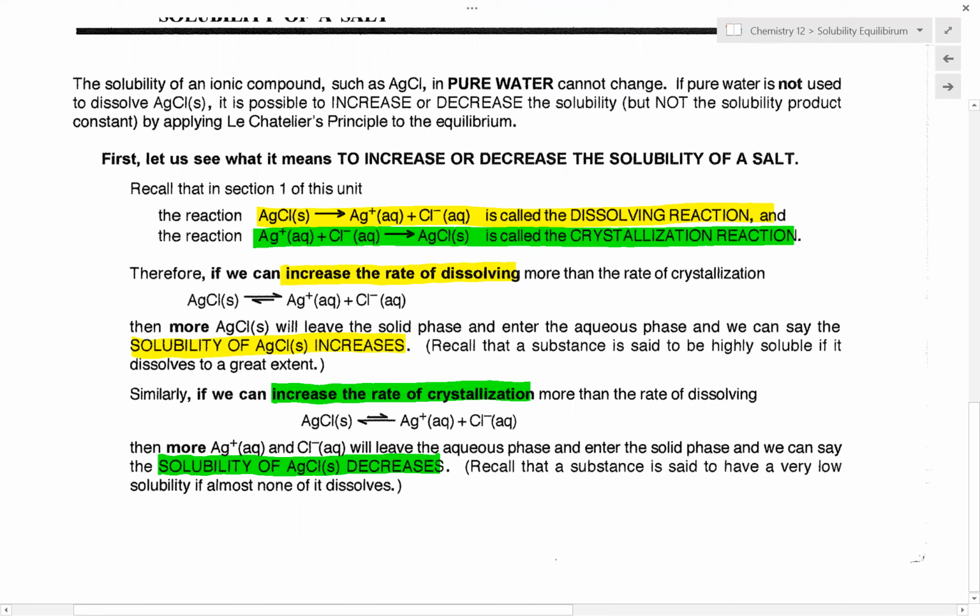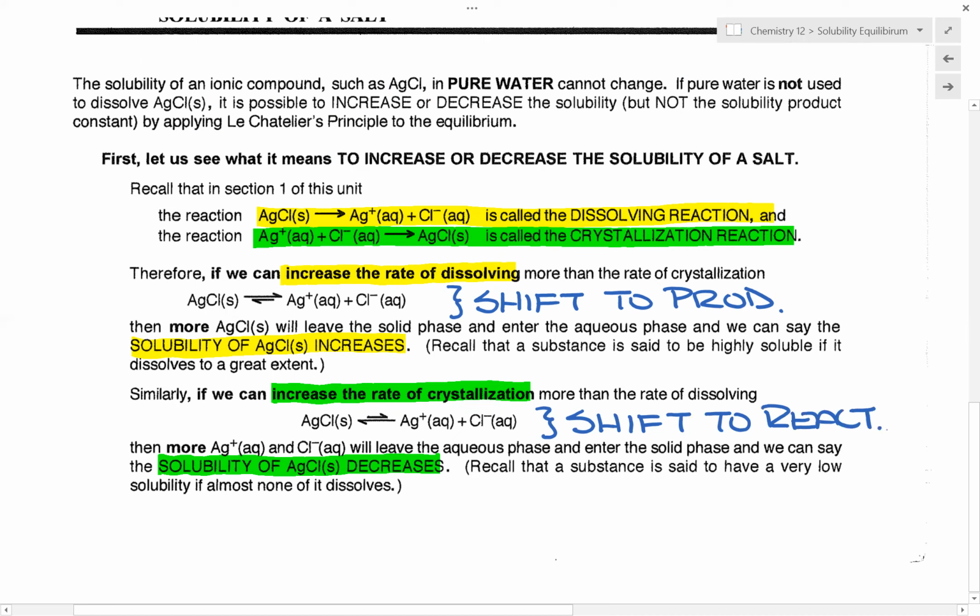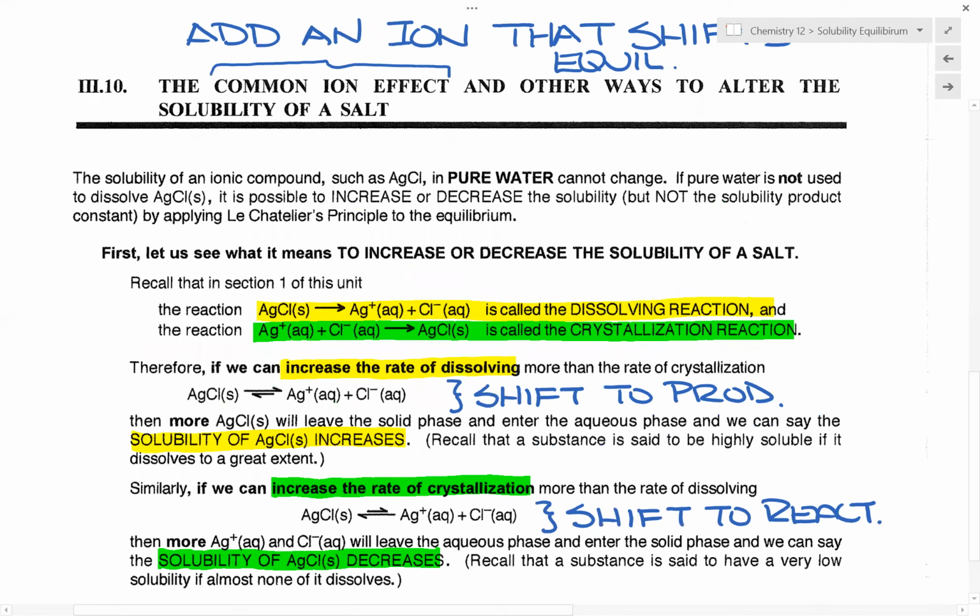Okay? Now, you can think of it like this. If we're looking at the equilibrium, notice here it's shifting to the products. And in this case, you're shifting to reactants. So basically, we are using the terms dissolving and crystallization as another way to express shifting to products or shifting to reactants. Now, if you look at the next page, this is section 3.10.